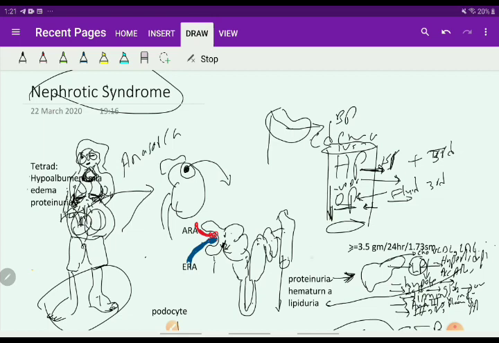If this proteinuria continues and the disease process progresses without control, the patient may pass into acute kidney failure and chronic kidney failure. So this is another complication that can happen in patients with nephrotic syndrome.